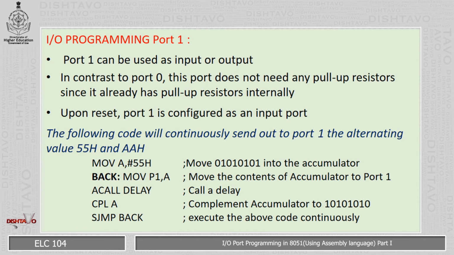If I complement it, what will I get? Complement is what? Whatever was 0 will become 1. So if you complement it, it will become 1, 0, 1, 0, 1, 0, 1, 0. So what is 1, 0, 1, 0, 1, 0, 1, 0? It is AA, right? So it is the same code just modified in a different way.